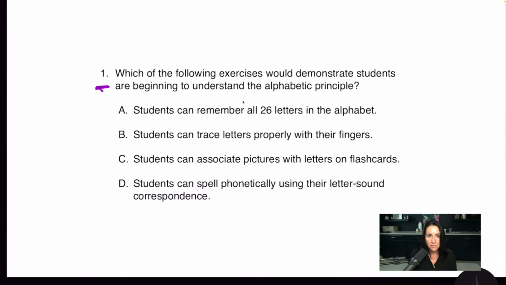All right. So this is number one. And of course, I am going to start with the answer choices first. We're going to work backwards on these. All right. So students can remember all 26 letters in the alphabet.